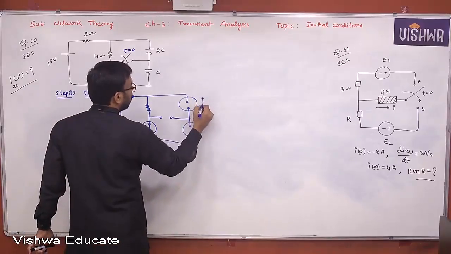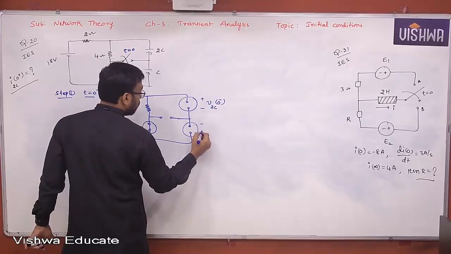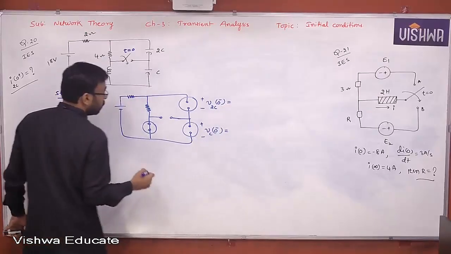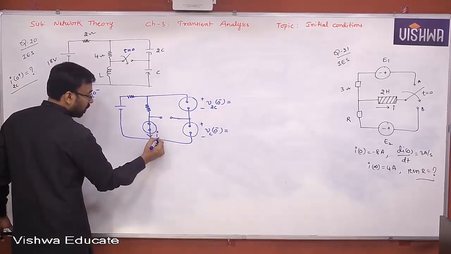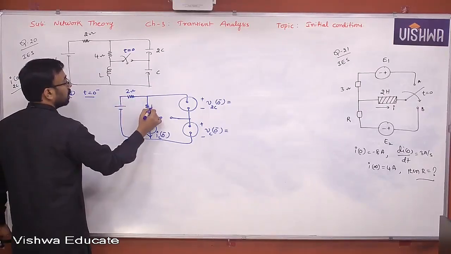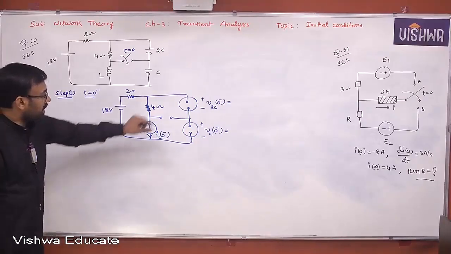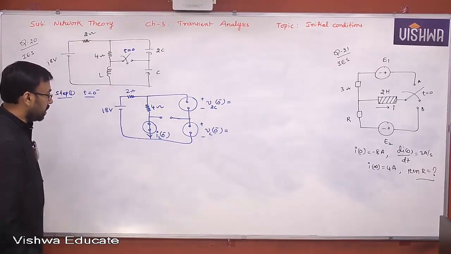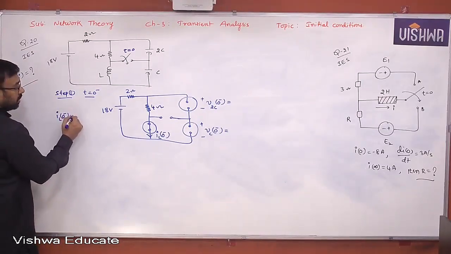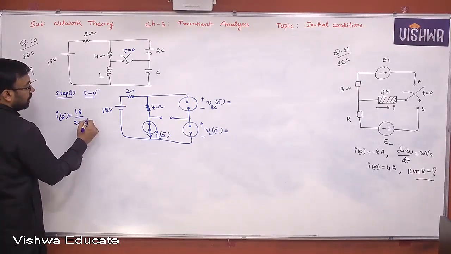And you need to know what is the voltage across this, V2C of 0 minus, and VC of 0 minus. What are the values? What is the value of IL of 0 minus? All these things are very, very important. 18 volt. Okay. Now, since they're all open circuit, the entire current is passing here. I can say here IL of 0 minus is 18 divided by 2 plus 4, that is 6. That is nothing but 3 amperes.